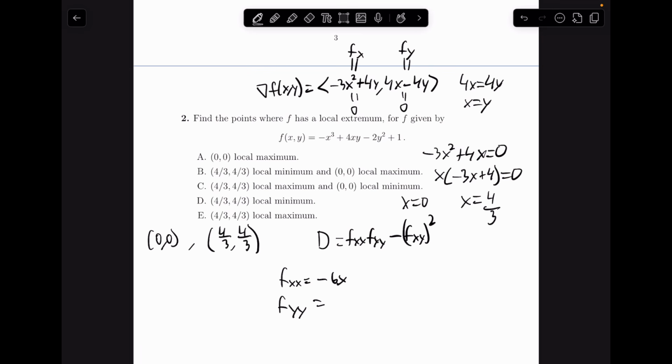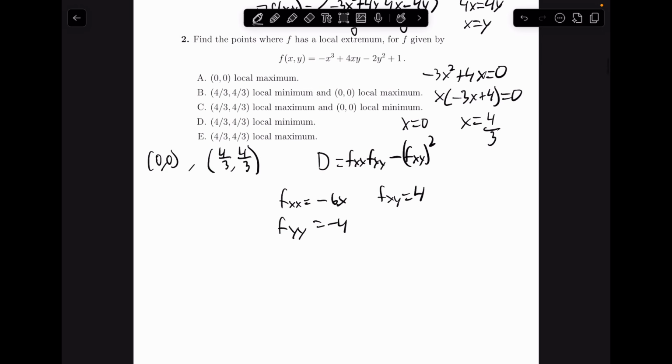Fyy is going to be just negative 4. And then fxy is equal to fyx. The order doesn't matter. Remember that. It's going to be equal to just a nice 4. Okay, so let's do this out.